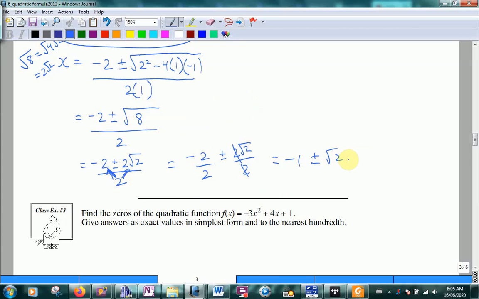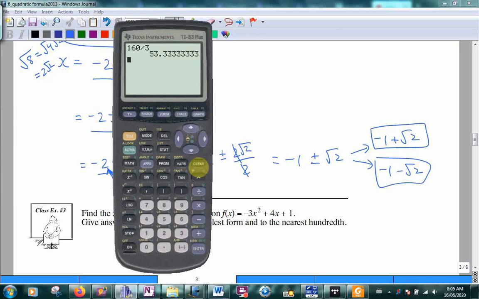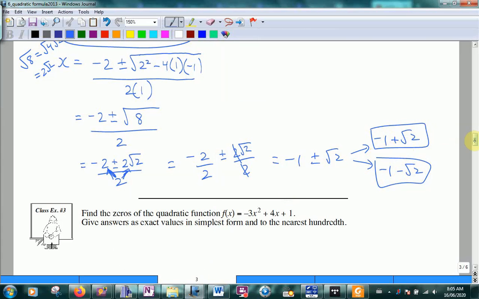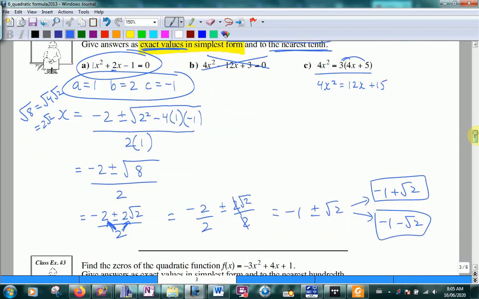So there are 2 answers there, right? Plus or minus. One of the roots is negative 1 plus root 2, and the other one is negative 1 minus root 2. 2 separate roots. And if I pulled out either my Desmos graphing program or my graphing calculator, I could put those in, get these, and show you that that's where the x-intercepts are. That's where the roots are. If the question, let's look at it, it does say exact value, so I'm done. And just for further understanding, they want this answer to the 10th too.